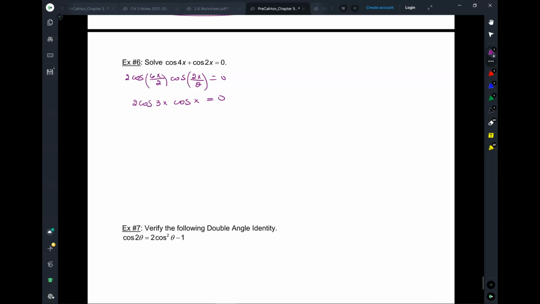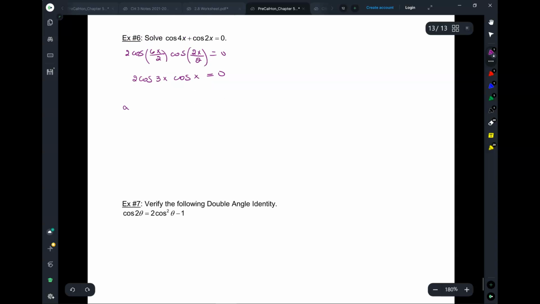What happens to the 2? It goes away. Good. Here I have cosine 3x is equal to 0, and cosine x is equal to 0. Here, what do I write down? What equals what? Where does cosine equal 0? When the angle is how much? Pi over 2 or 3 pi over 2. So what do I write then? Not cosine, 3x. 3x equals pi over 2. Yeah, 3x equals 3 pi over 2.